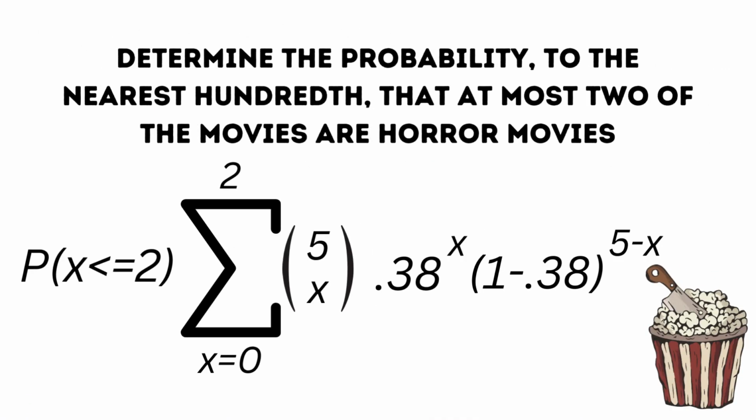Okay, in our next example, let's determine the probability to the nearest hundredth that at most 2 of the movies are horror movies. All right, so now we're going to apply a summation to this, and we're going to do our summation from x equals 0 to 2, and then x becomes a variable in the distribution. All right, so let's go to Desmos and I'll show you how to do this.